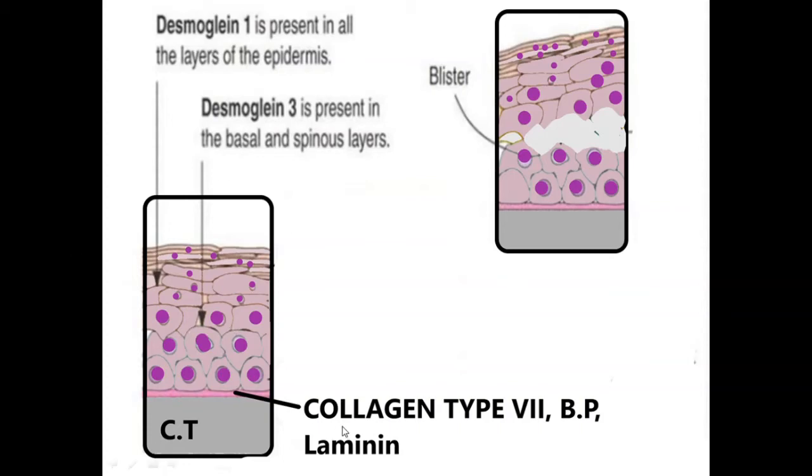Collagen type 7, BP antigen and laminin are located near the basement membrane. If antibodies are formed against collagen type 7, which is involved in the anchoring of the keratinocytes to the underlying connective tissue, this will be affected and the bulla formation will be there between the epithelium and the underlying connective tissue. Similarly with BP antigen as well as laminin. So desmoglein 1 is present in the layer of epidermis. Desmoglein 3 is present in the basal and spinous layer. Collagen type 7, BP antigen and laminin are there in the basement membrane.